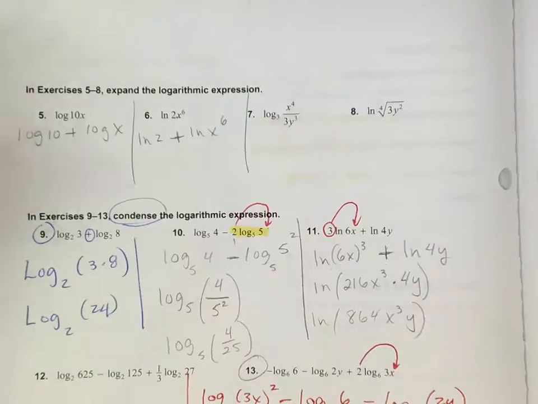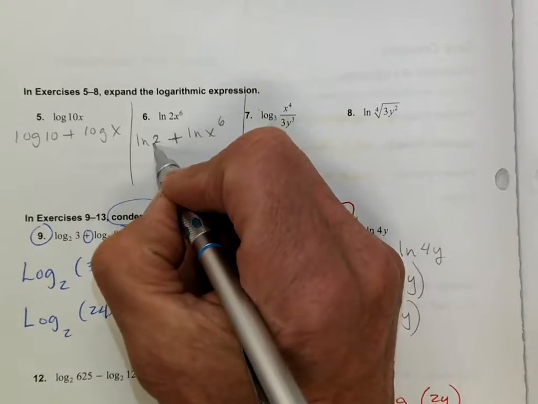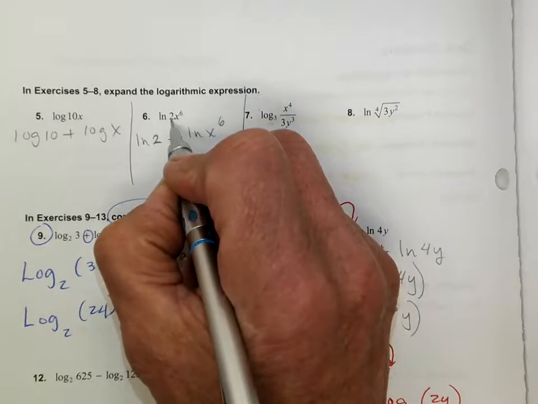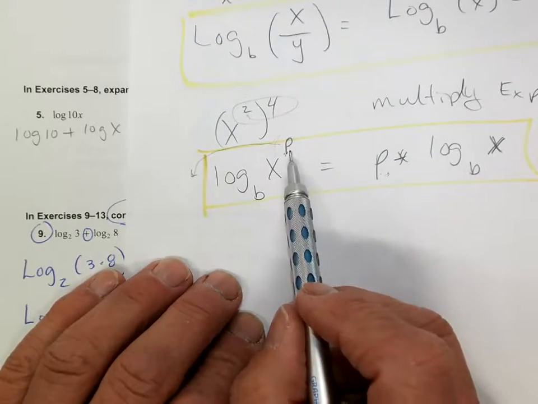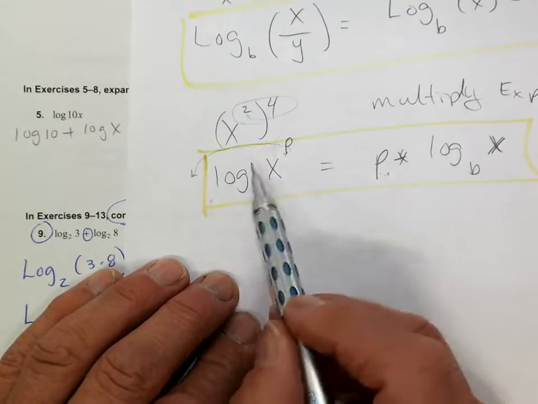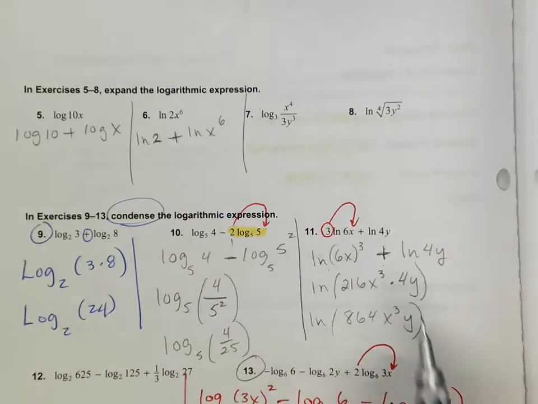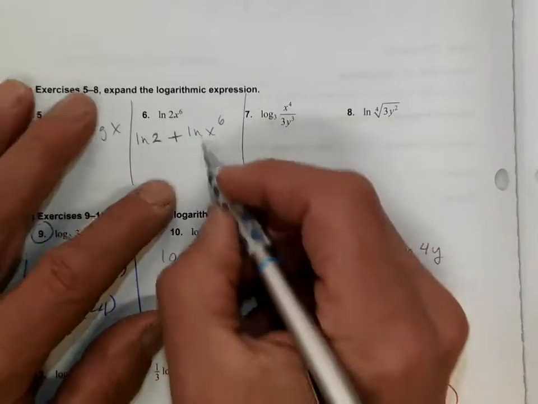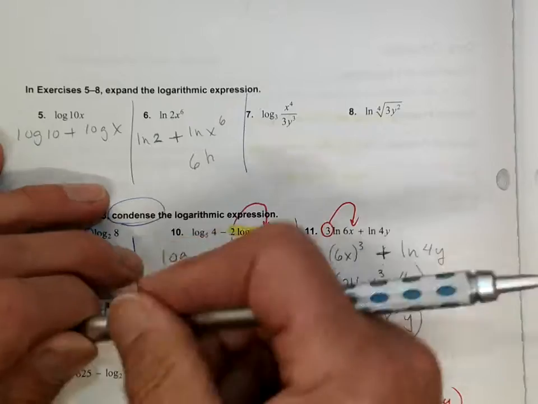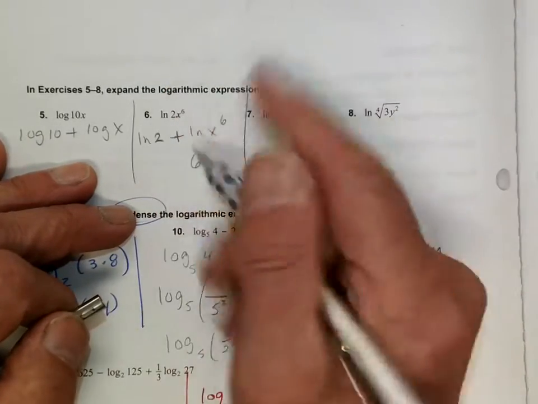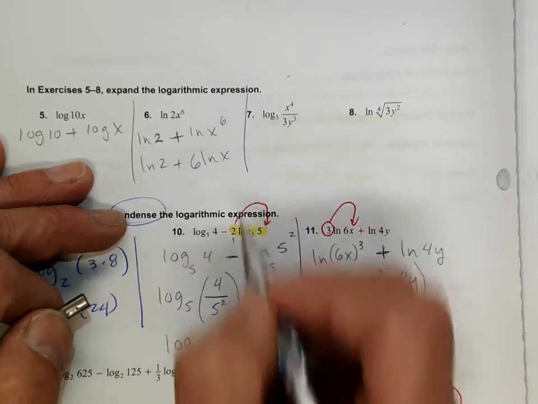Now, I got one more thing. Is that ln 2 base 2 or ln 2? It's ln of 2, right? Because it's that 2 right there. Now, one more thing. If there's an exponent, we can float the exponent down. So I'm going to take this 6 and go 6 ln of x. So I got ln of 2 plus 6 ln of x, okay?